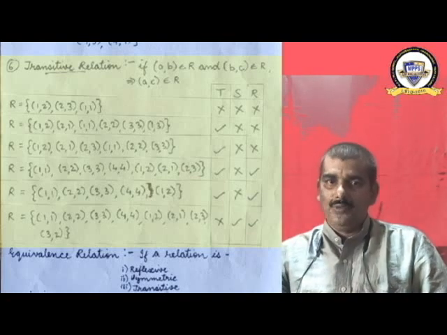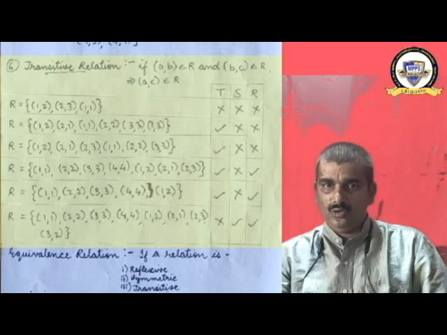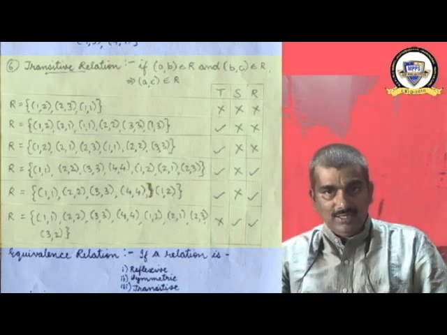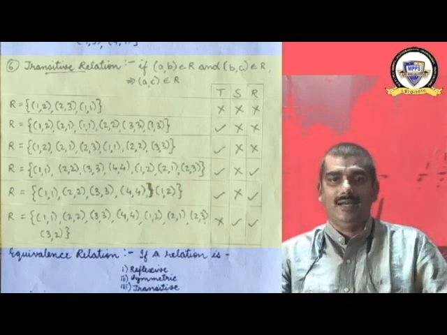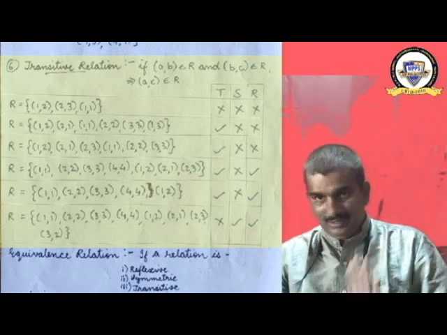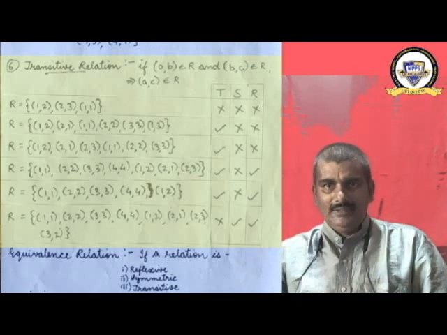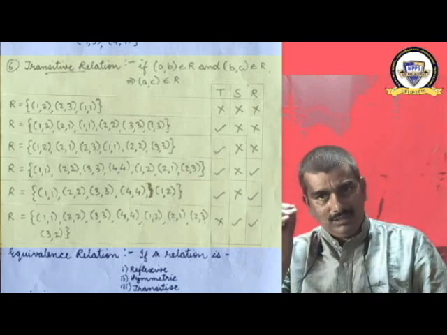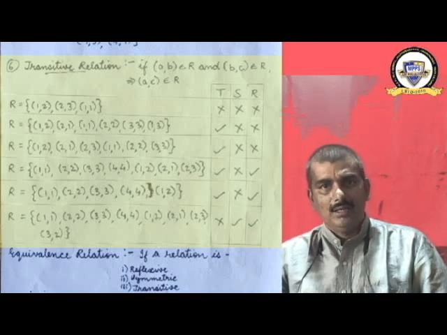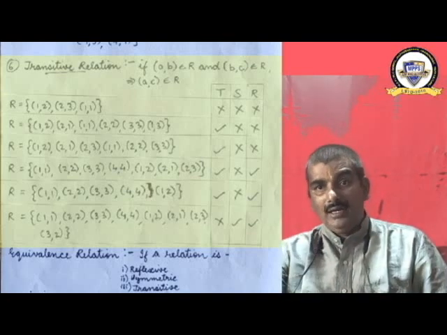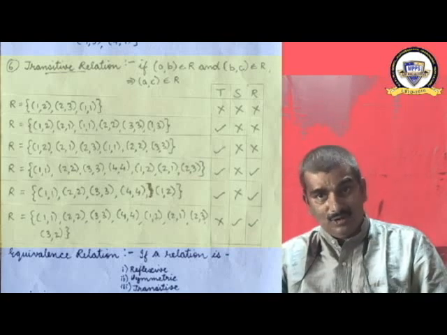Clear? Then next, the third one. (1,2) is there, (2,1) is there, then (1,1) is also there. Then (2,1) is there, (1,2) is there, then (1,2) is also correct. Then (2,3) is there, then (3,3) is there, that is also correct. So it is transitive totally. Then it is not symmetric because (2,3) is there, but (3,2) is not there. And it is not reflexive because (4,4) is not there.